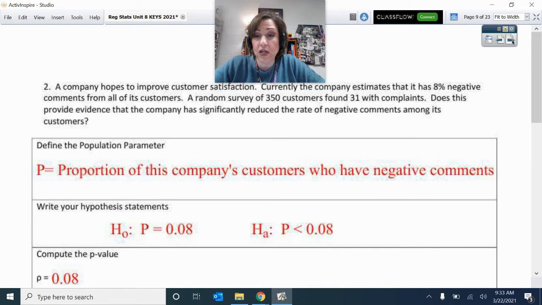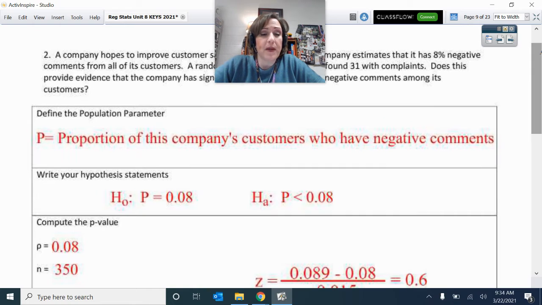All right, this was an interesting problem because they were seeing if the complaints have decreased when actually the sample they got was a little higher. So that's unusual in how you handle this, but here we go. P equals the proportion of this company's customers who have negative comments. So the proportion of the comments that are negative. They first say that it's at 0.08, but they want to improve it. So they hope that that has gone down.